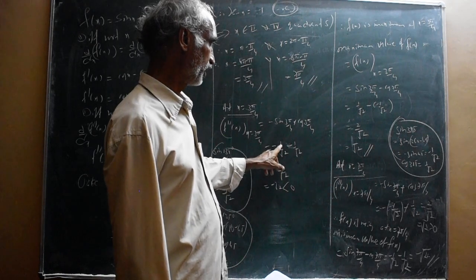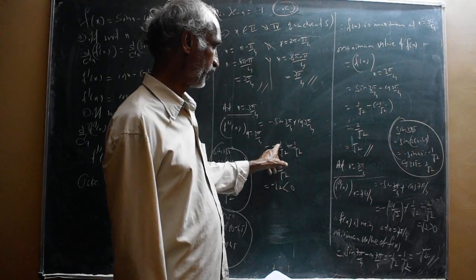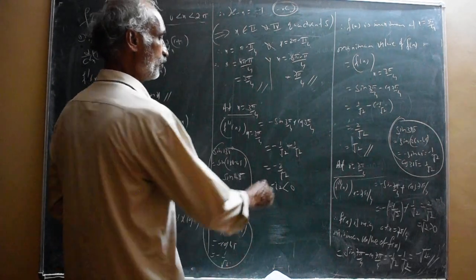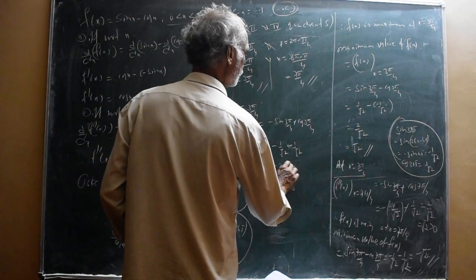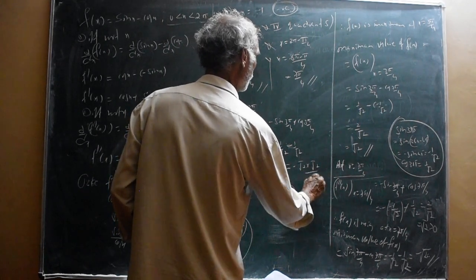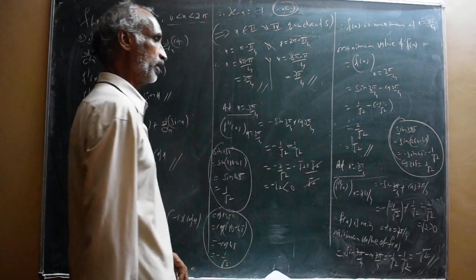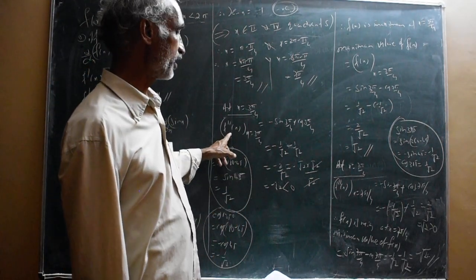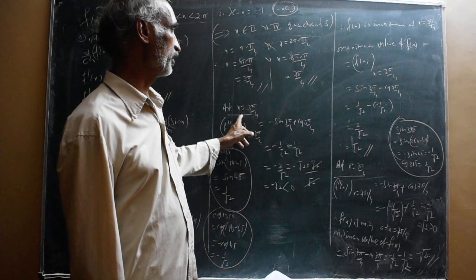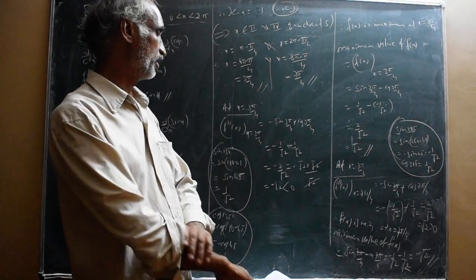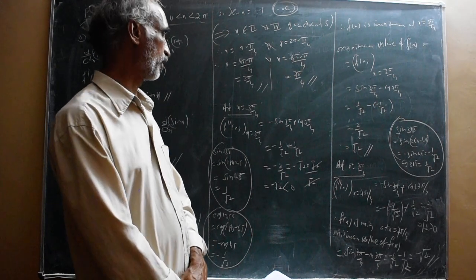So LCM is taken as root 2, therefore minus 1 minus 1, minus 2 upon root 2. Minus 2 is nothing but minus of root 2 into root 2 upon root 2. One root 2 cancels, therefore it is minus root 2. Minus root 2 is negative. Therefore f double dash of x is negative at x equal to 3 pi by 4.